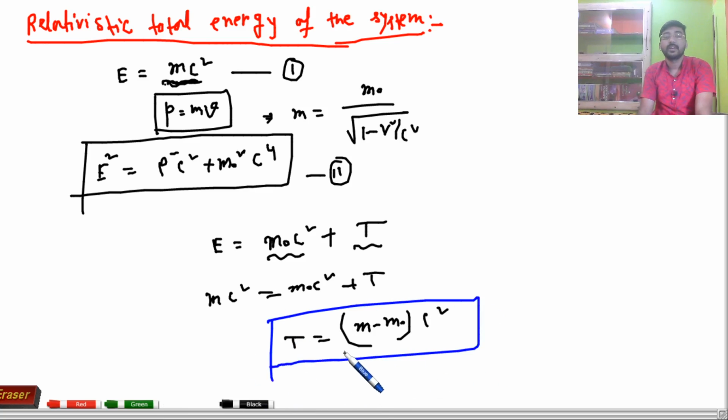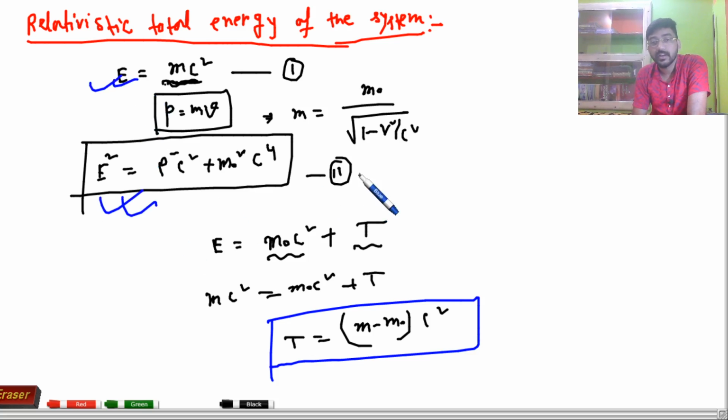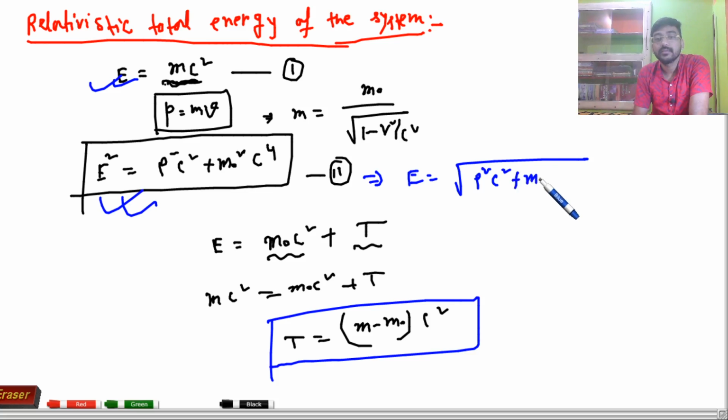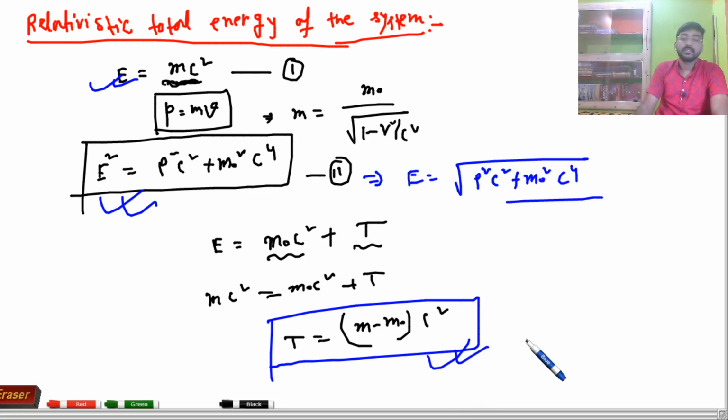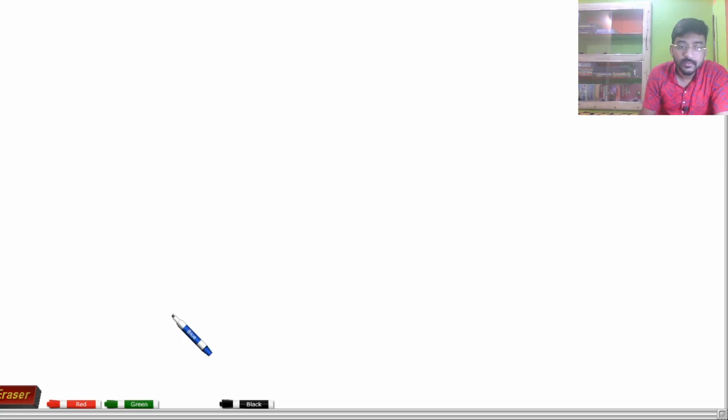So this is another famous equation, the kinetic energy of a relativistic particle. This is the total energy of a relativistic particle. You can put it in this form also, that E is equal to root of p square c square plus m naught square c to the power 4, and this is the kinetic energy of the system. Okay. So now let us move to another thing, that is the transformation of energy and momentum.